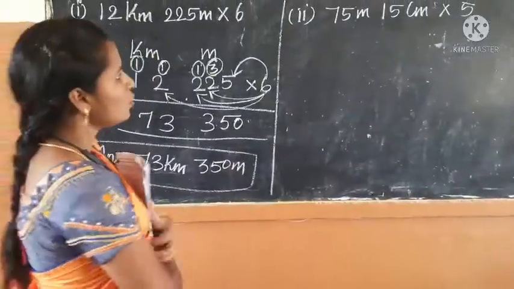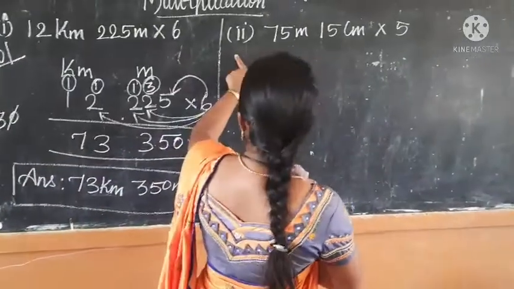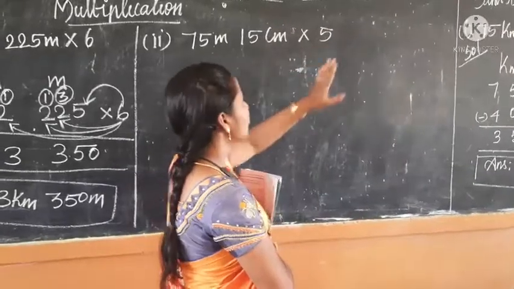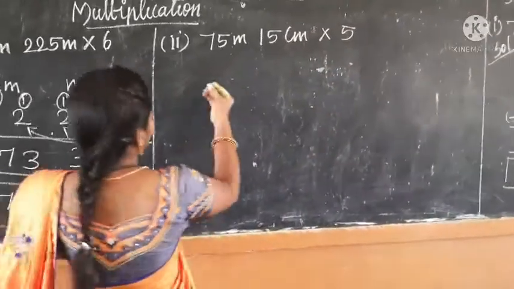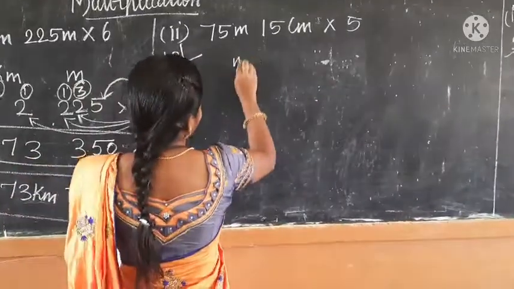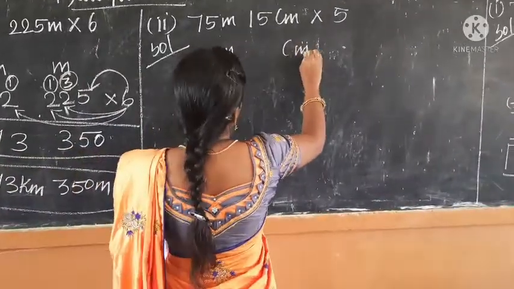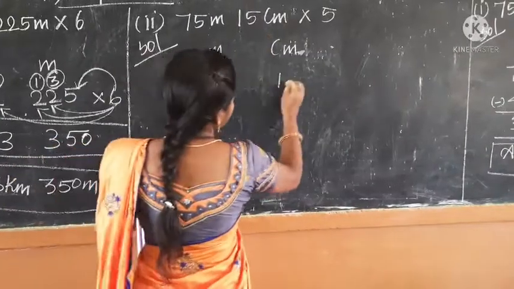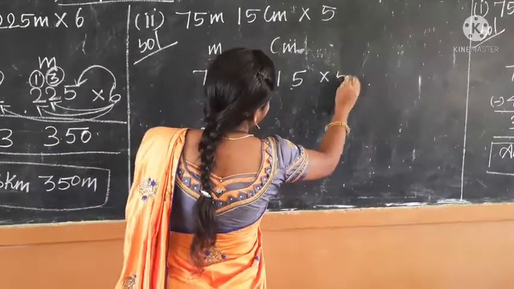Next we have to move to the second question. What is the given question? 75 meter 15 centimeter into 5. Okay. So we have to write the solution of this given question. So we have to write meter and centimeter. 75 meter and 15 centimeter into 5.